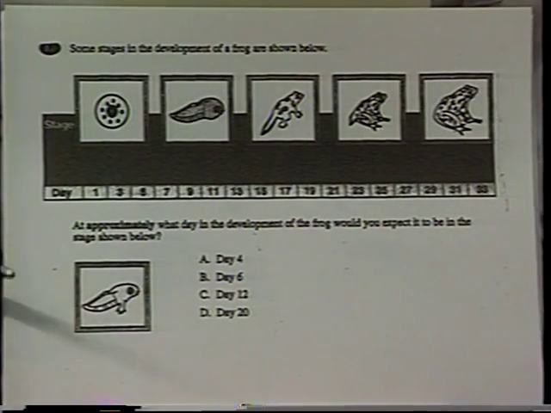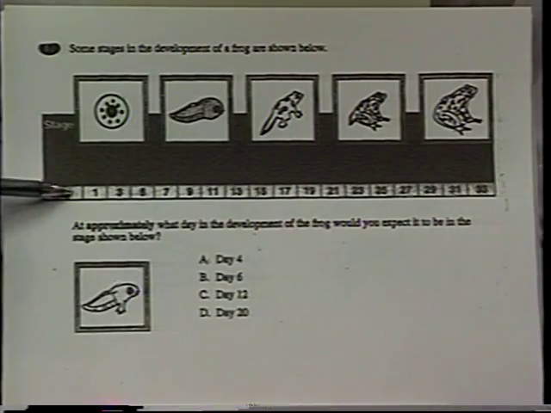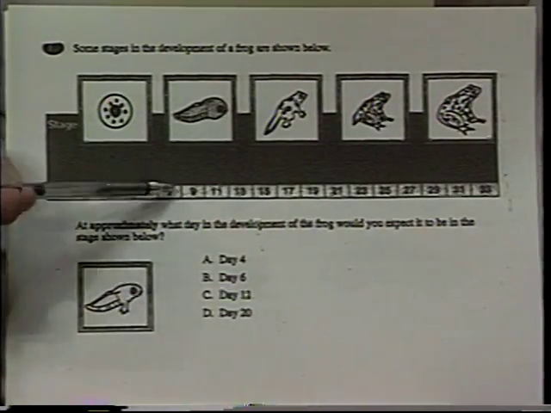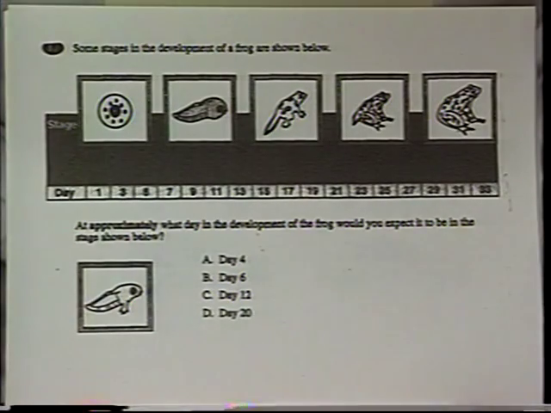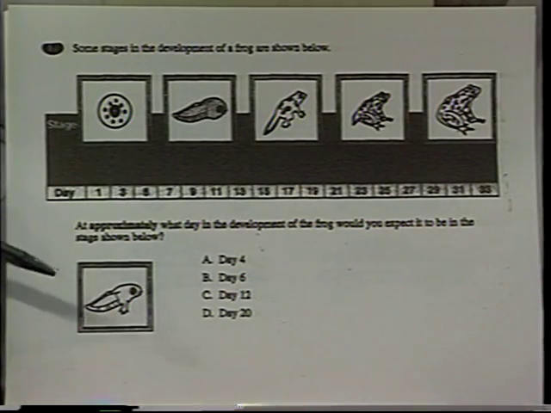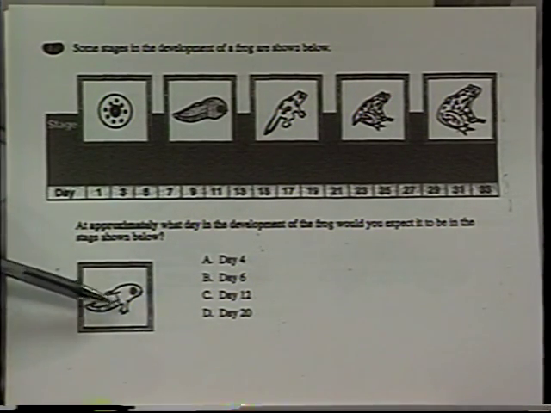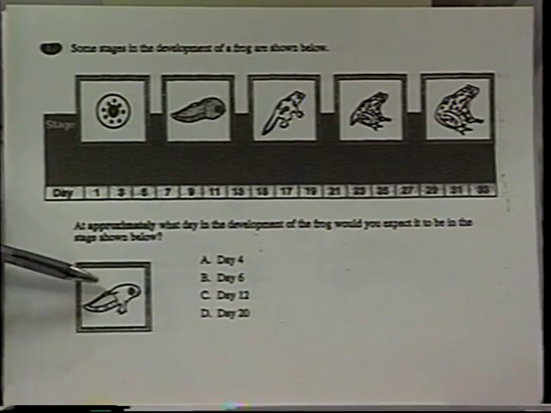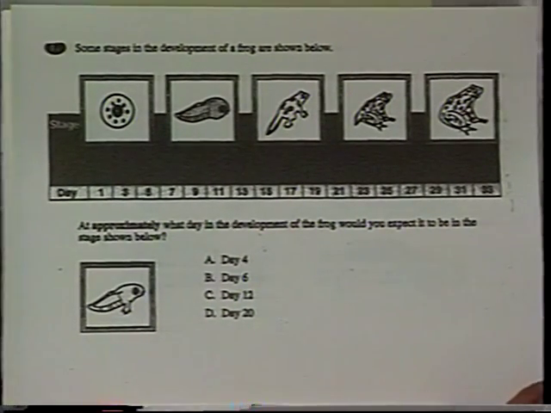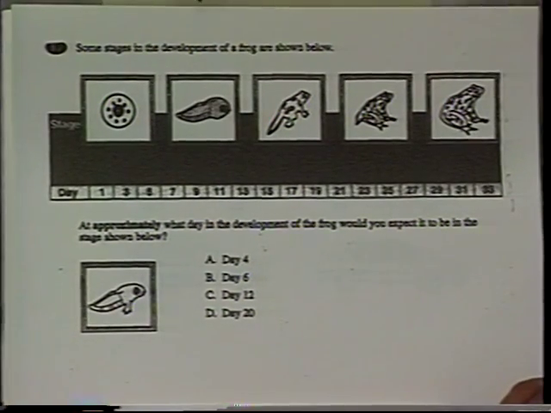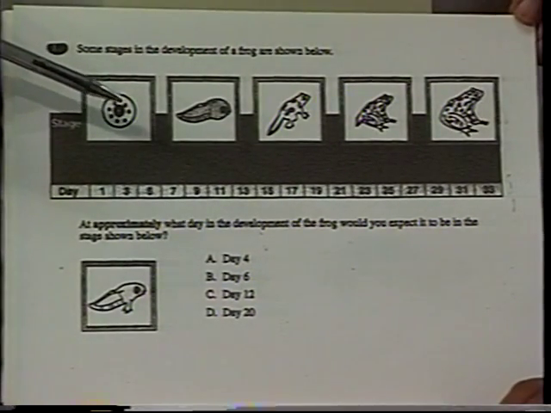Now the question is, what day? And there's a timeline down here, day 1, all the way up to day, what is it? 33. So it says, what day would you expect the frog to look like this? He's only got just the front legs. He doesn't have the hind legs developed yet. And he's got a pretty good sized tail. So what day would that be?